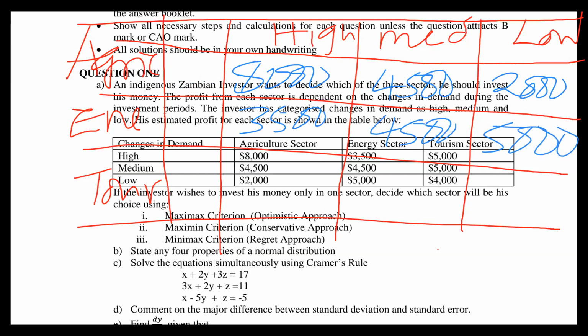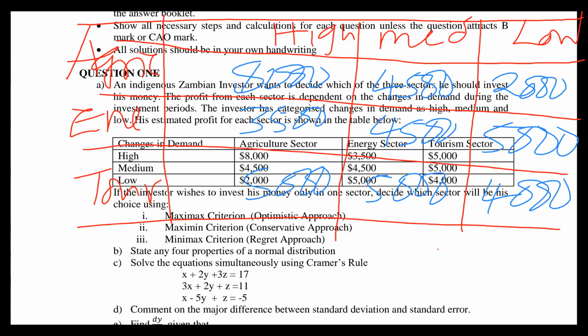Then you come to tourism. Tourism is 5,000 for high, 5,000 for medium, and 4,000 for low. Is there anyone who is finding a challenge on what we have done? We have just converted these rows into columns. Most of the times you'd find them presented like this. I'm just trying to show you that even this is a way of presenting them.